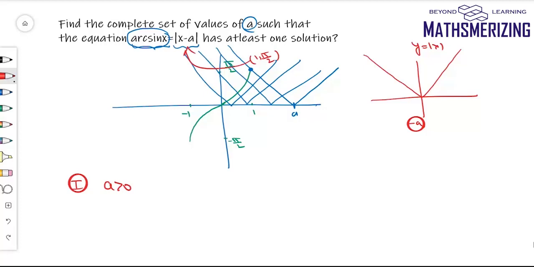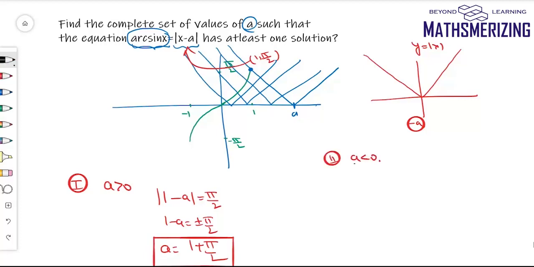So I'll put the point. When x is 1, 1 minus a is equal to pi by 2, or 1 minus a equals plus or minus pi by 2. Here the value of a will be 1 plus pi by 2. So the maximum value of a for which it will have a point of intersection is 1 plus pi by 2. Now if I choose a as a negative number, then I need to shift the graph of mod x to the left. If I move the graph of mod x to the left, then again there'll be a minimum value of a beyond which there'll be no point of intersection. So in that case, again, the graph of mod of x minus a should pass through (1, pi by 2).